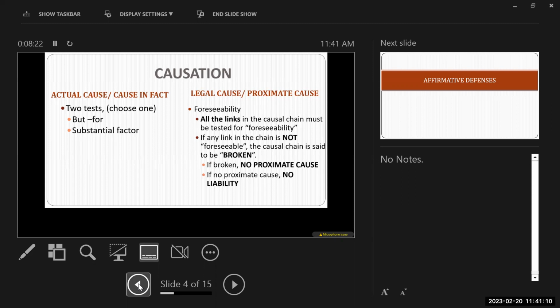What are those sequence of events that have to occur that link us from the breach of duty to the injury? So what links us from the breach of the duty to the injury? If there's two links, then both of those links need to be tested for foreseeability. If there's three links, then all three of the links. If it's four links, then all of the links, right?